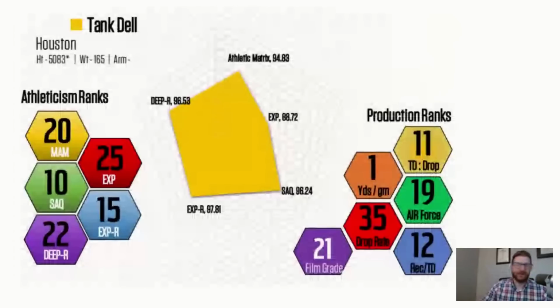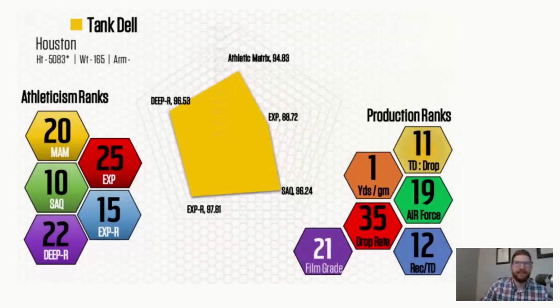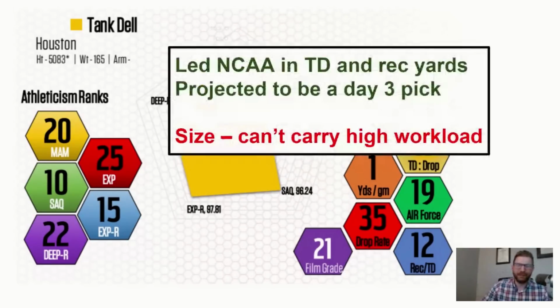Nextly, I have Tank Dell. So Tank Dell is a unique player in that he's very undersized, only 5'8", 165 pounds. And their athleticism for a player of that stature going into the NFL draft, you would hope would be a little higher than this, but he's above average athletically, based on the players that Dan and Ryan evaluated for the draft, the wide receiver position. But where Tank Dell really performs and where my algorithm would really like him is because of his production. So he was number one in yards per game in the NCAA last season. He led the NCAA in both touchdowns and receiving yards.